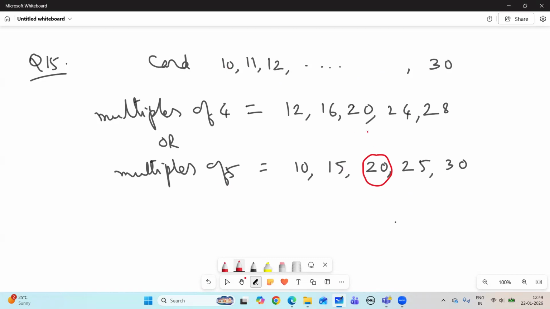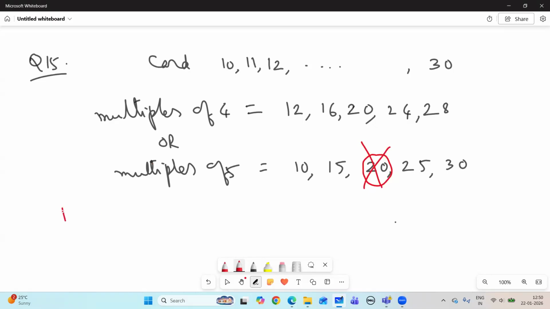But the card number 20 is listed here, and here also it is listed. But you have to count it only once, so you should exclude it. Our event is the drawing of a card from this set. So the favorable events are these 5 events, and these 4, which means 9 events.